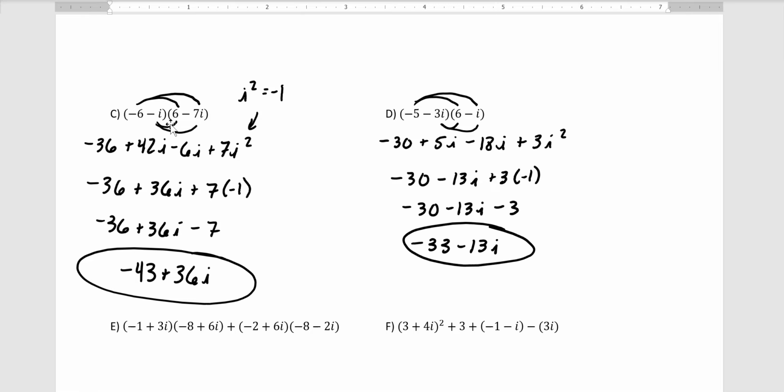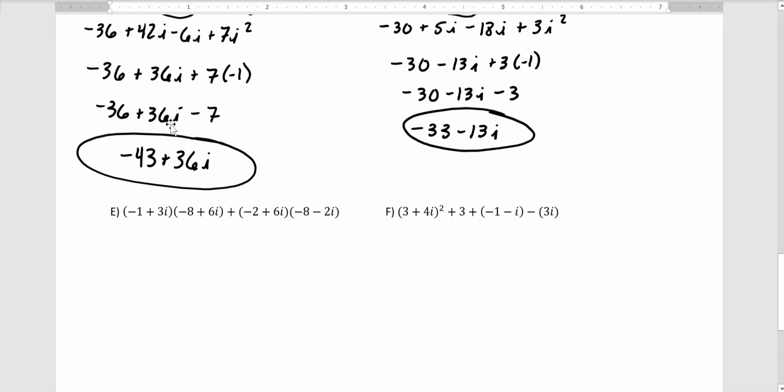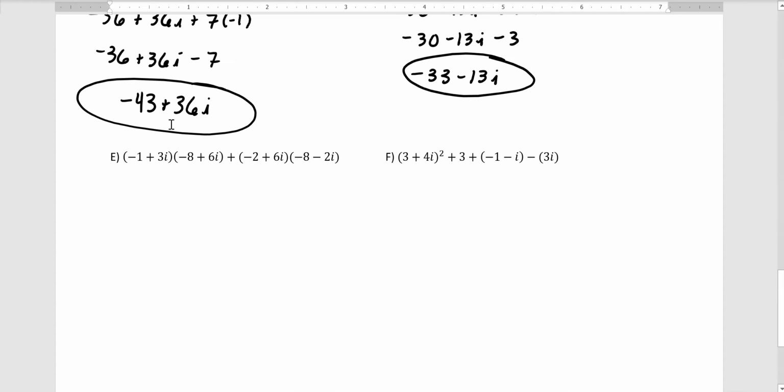There we go. These last two are kind of combinations of some operations. So we follow the same order of operations. We just treat i like a variable. Anytime we get i squared, it becomes negative 1. So let's break this down a little bit.